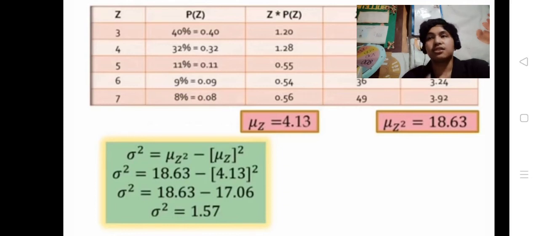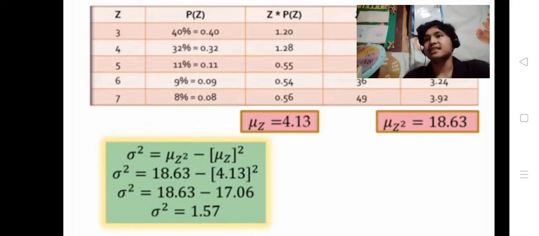Now, in order to find the variance, it would be no different from the first example. We use that same formula, and we substitute the values, 18.63 minus 4.13 squared. Then we substitute the numbers, and 18.63 minus 17.06, the result of squaring 4.13, would be 1.57.